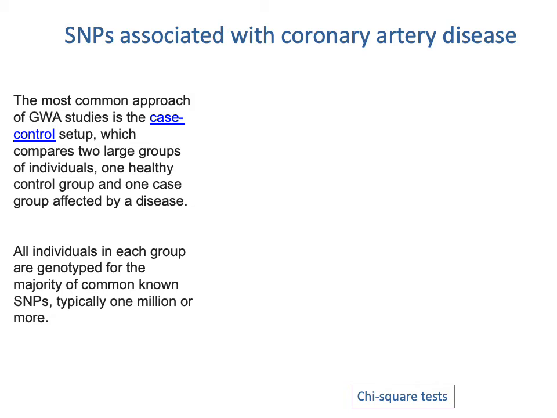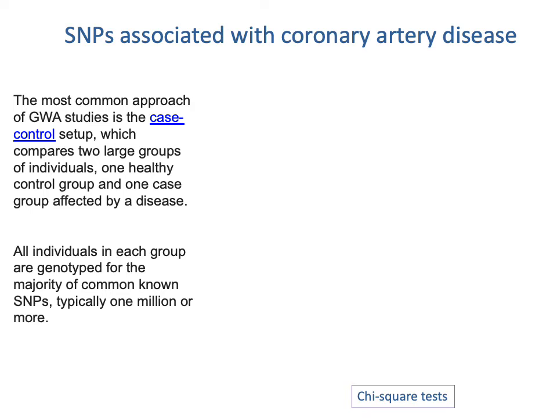We described these briefly in an earlier PowerPoint. And here is an example of how SNPs were found to be associated with coronary artery disease. So the most common approach is a case control setup, where you're going to compare two large groups of individuals, a healthy control group and one case group that's affected by a disease.